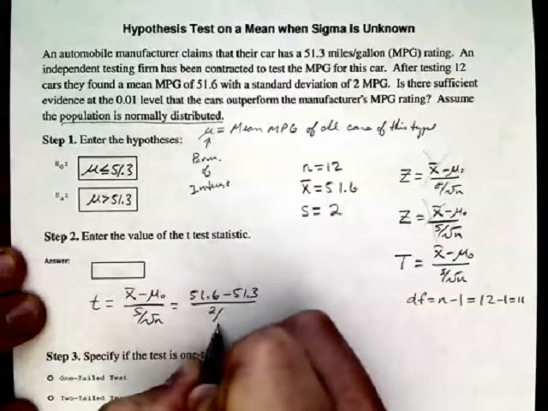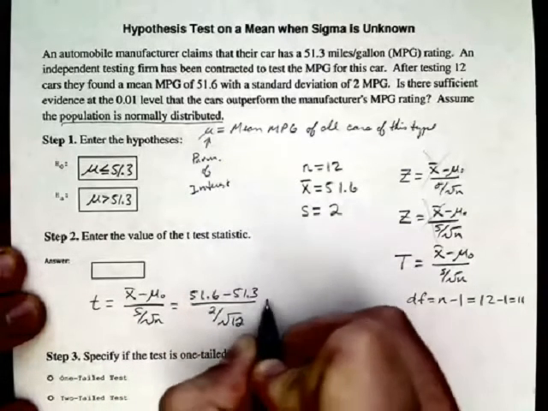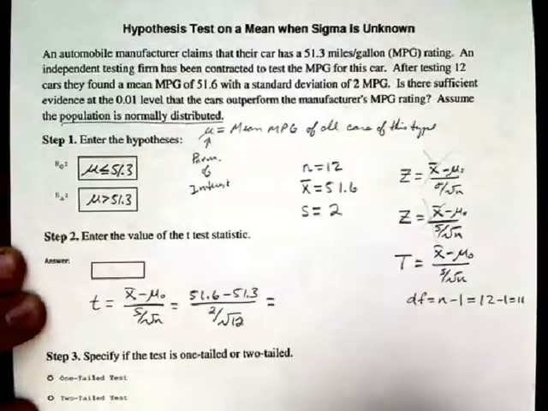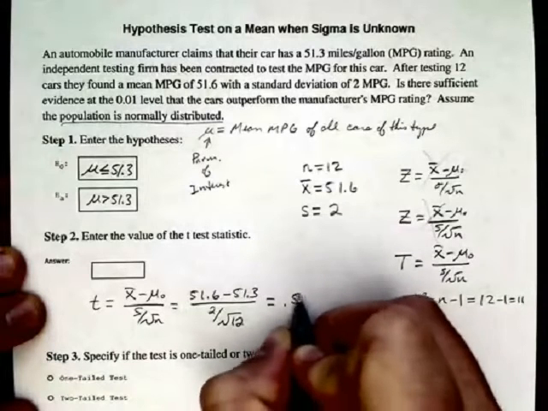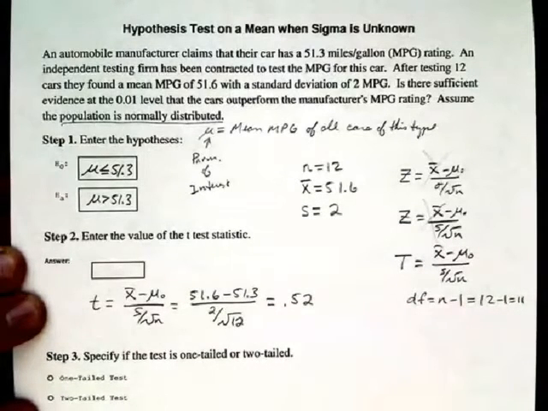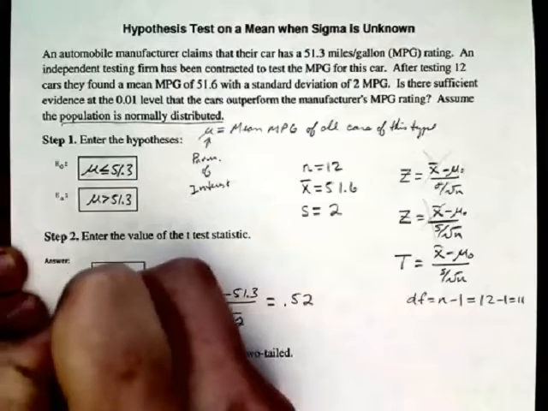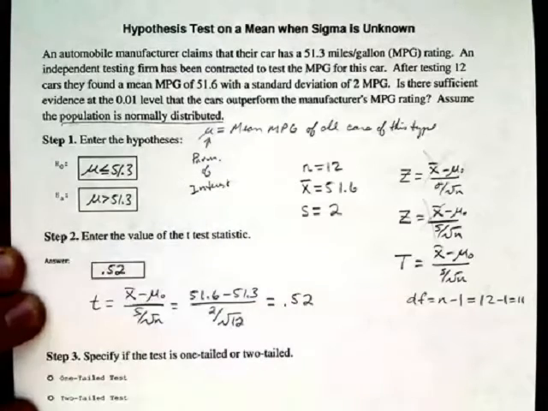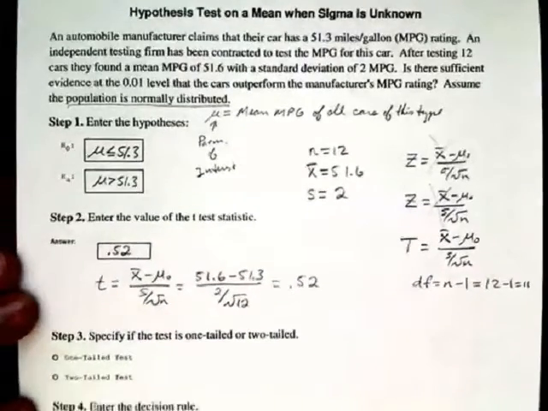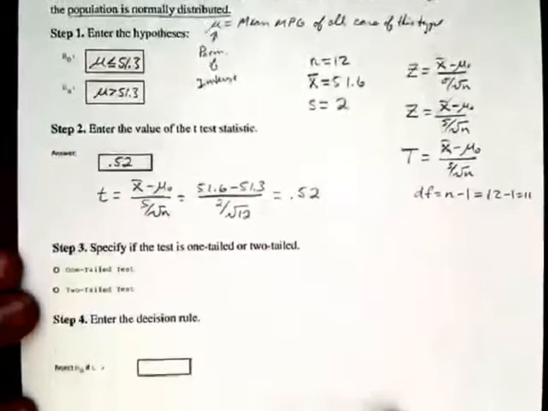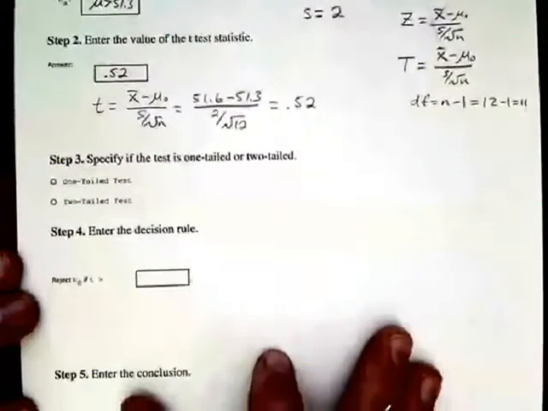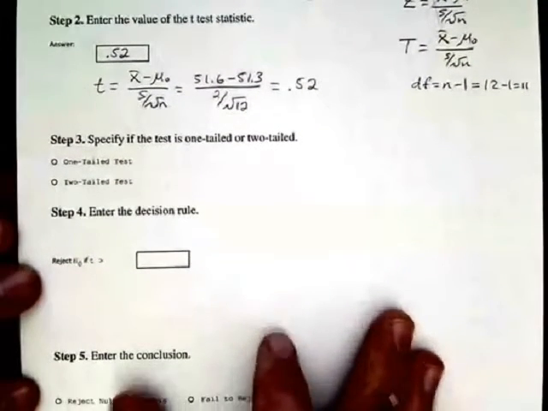S is 2 divided by the square root of 12. And so if I do this computation here, you can work through it, but you get 0.52. Okay, so this is my test statistic value, 0.52. Recall the test statistic is evidence against the null hypothesis. It's the evidence from the data.